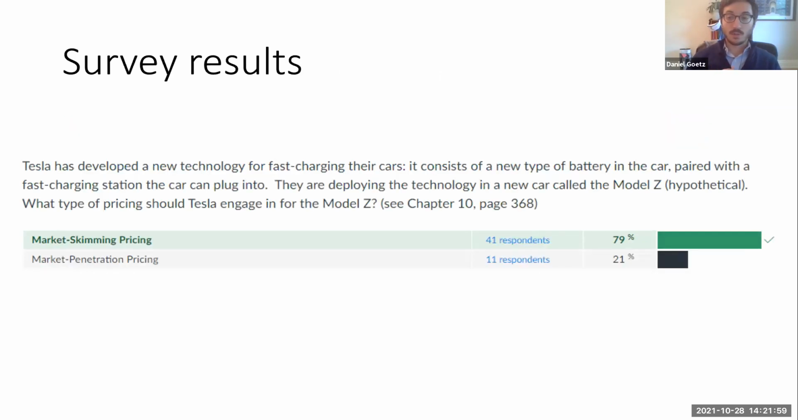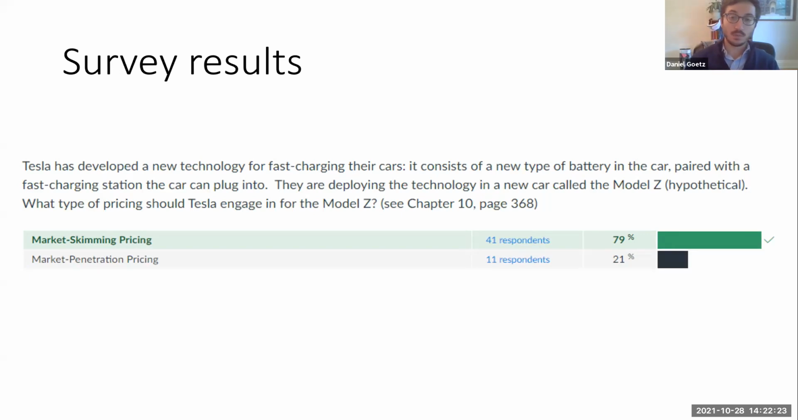So the survey gave this question about Tesla. They have a new technology for fast charging their cars. The batteries are of a new type, and the charging stations are of a new type, right? It's a fast charging station. They're putting the new battery and fast charging technology into this car called the Model Z.